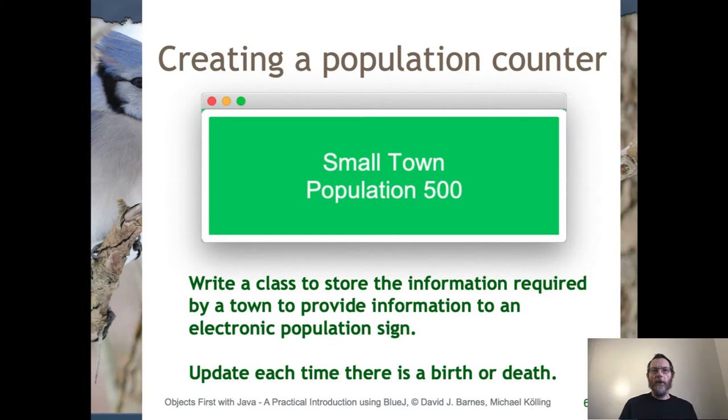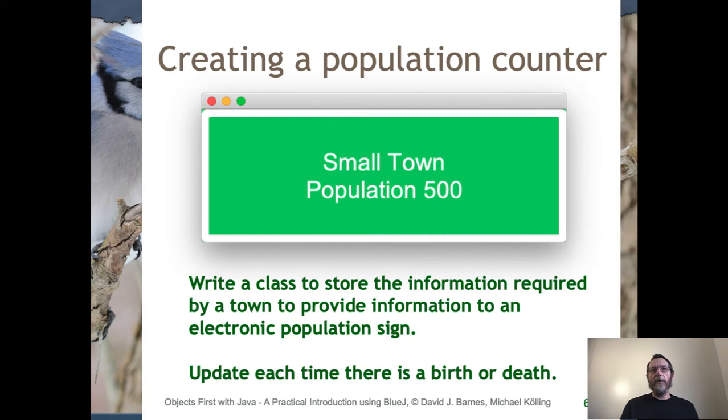In this video, we're going to bring together the things that we've talked about in the last few videos and write a completely new class from scratch. We're going to write a class to store the information required by a town to provide information to an electronic population sign, the sort of thing that you see outside some towns in America. The sign's going to have the name of the town and a count of the current population.